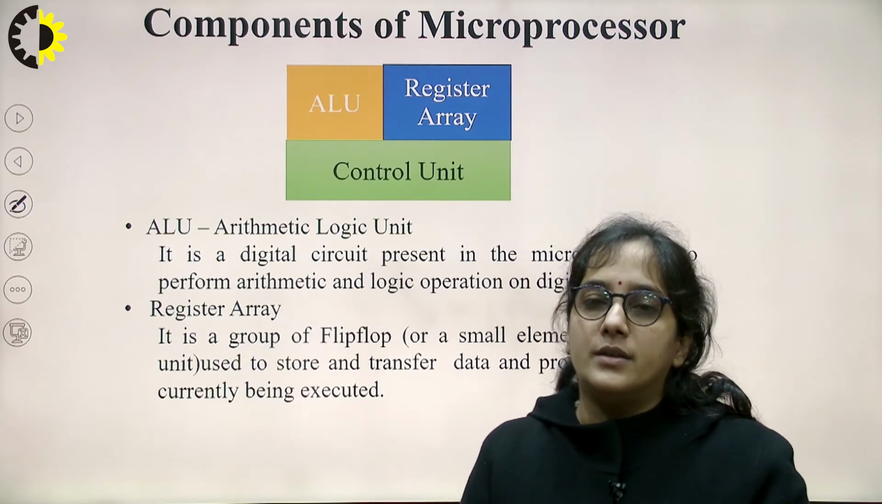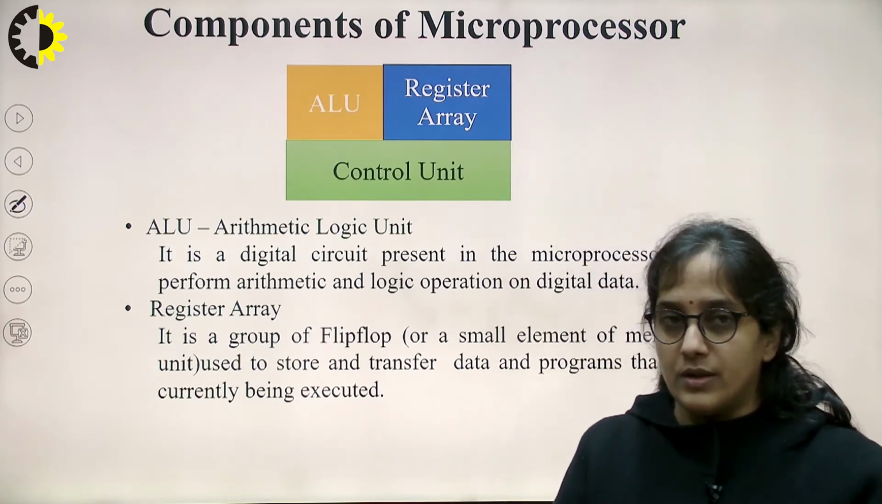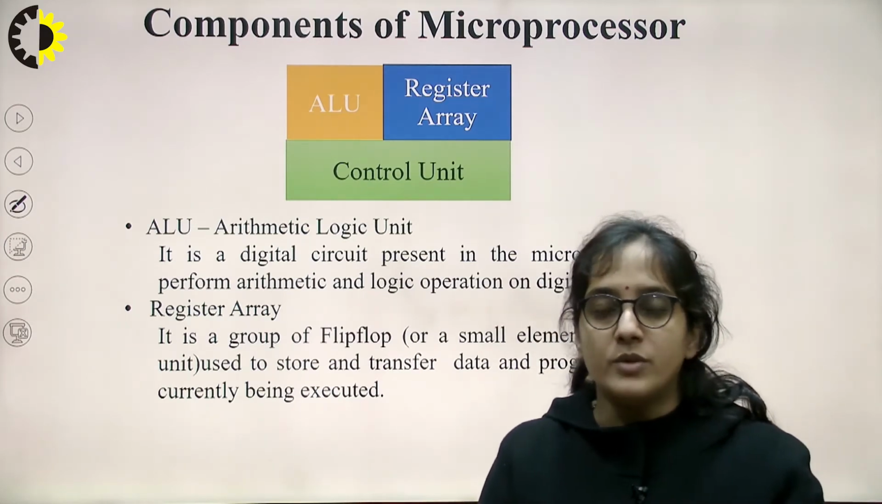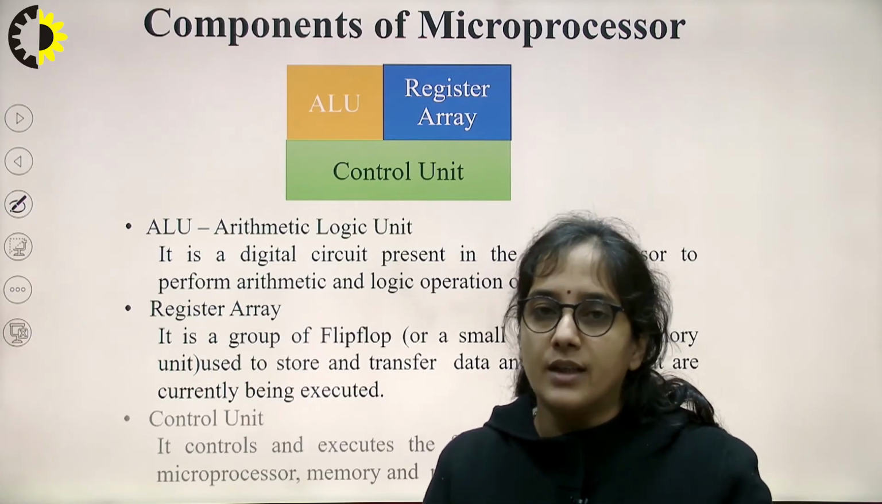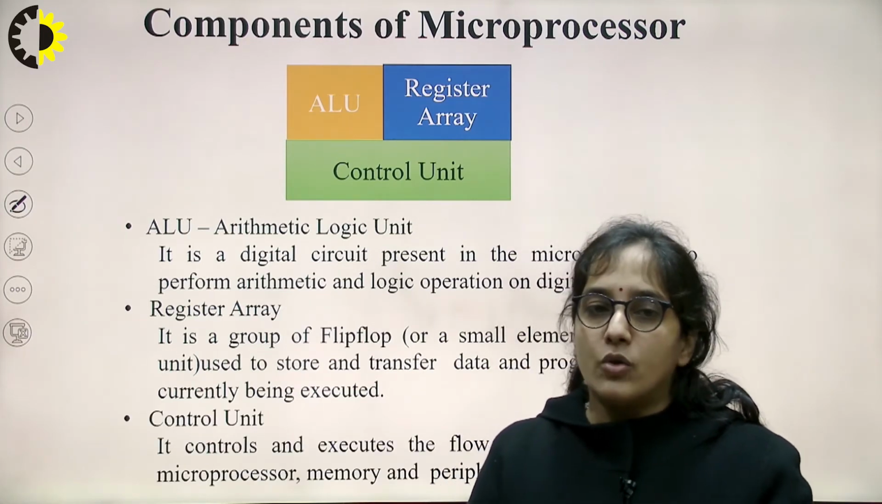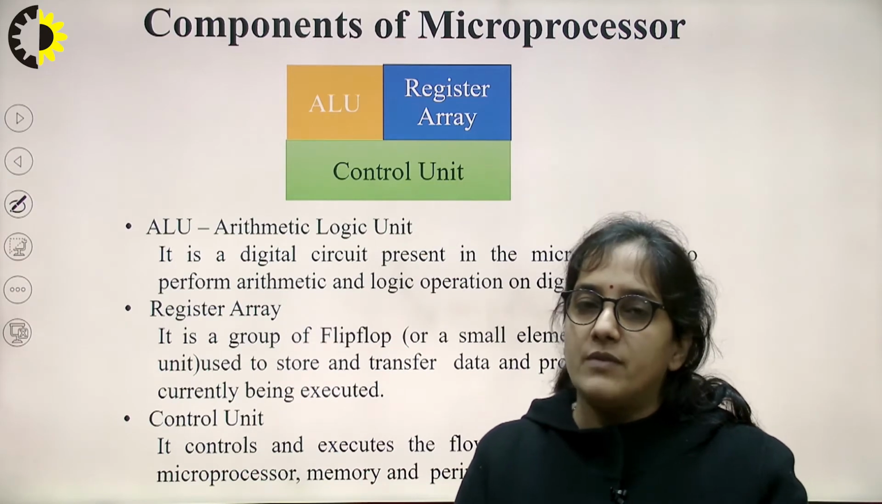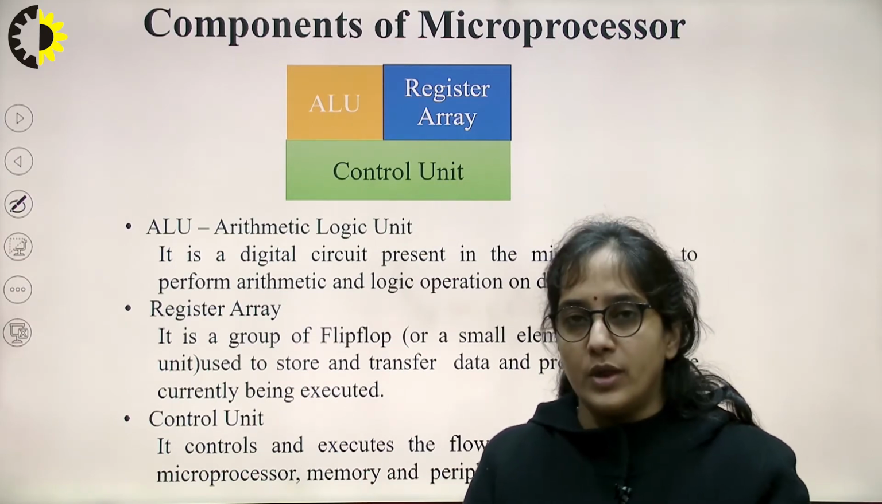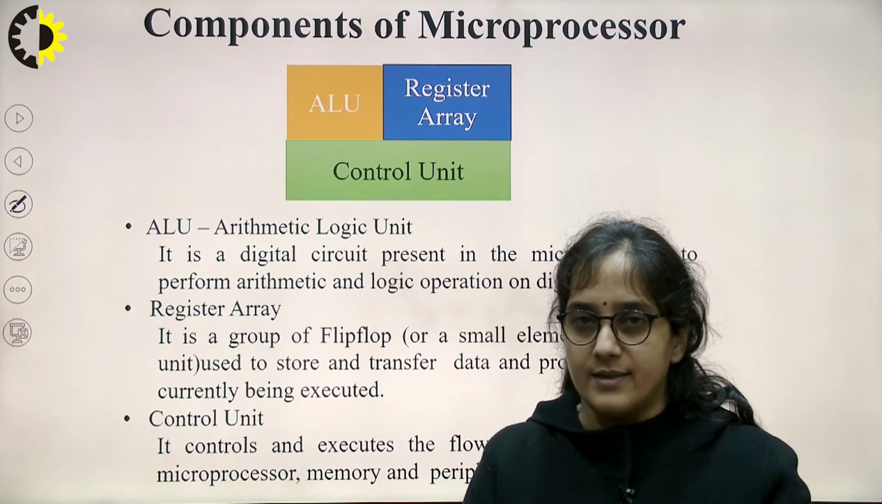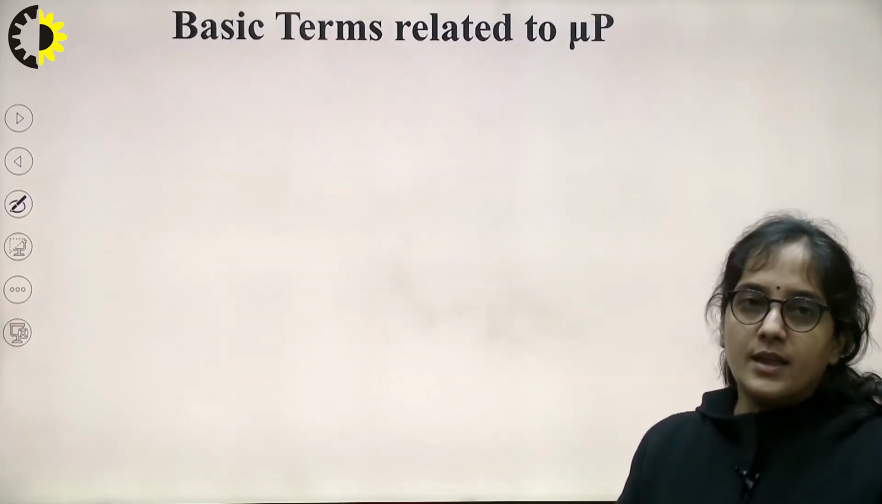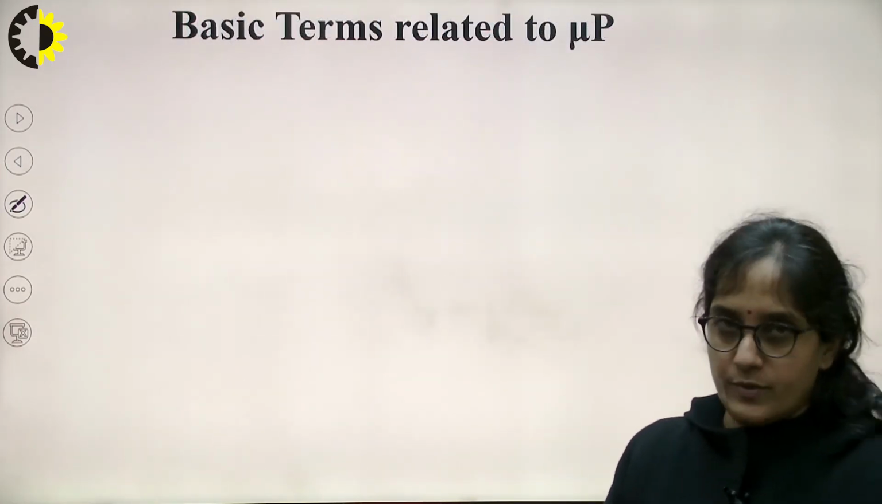Now, the third part, that is the control unit. To perform the operation, the microprocessor needs this third part, the control unit, which controls the flow of data between the microprocessor, memory and the peripheral ICs. Now, basic terms that are related to a microprocessor.